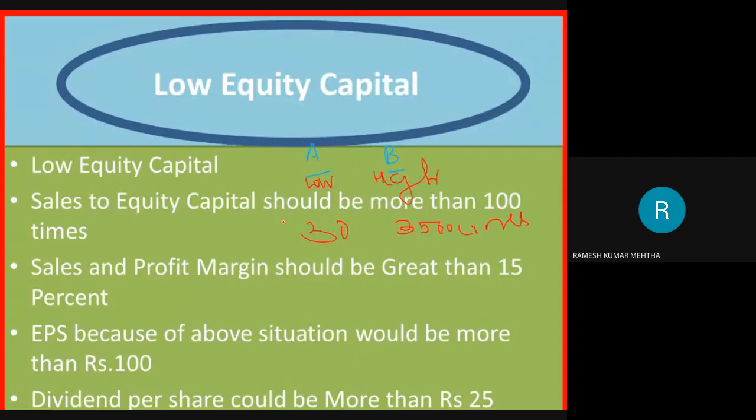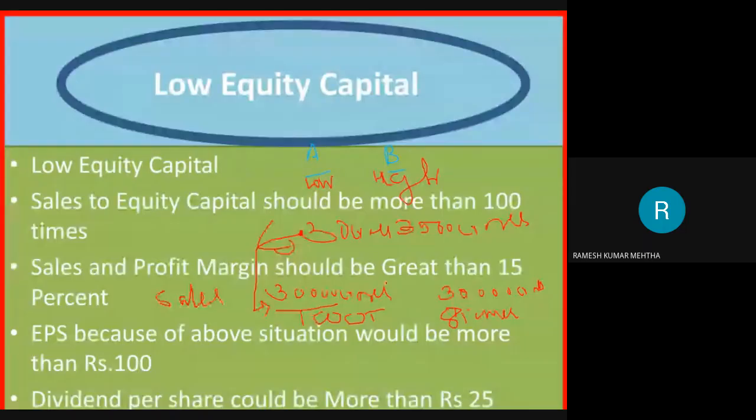Now let's see. This company has sales of 30,000 crores. Please assume all these are assumptions. So on an investment of 30 crores, the company is registering sales of 30,000 crores, which is almost 1,000 times. Here it is only 10 times or 8 times. Number one, sales to equity share capital, or sales to investment, is like this.